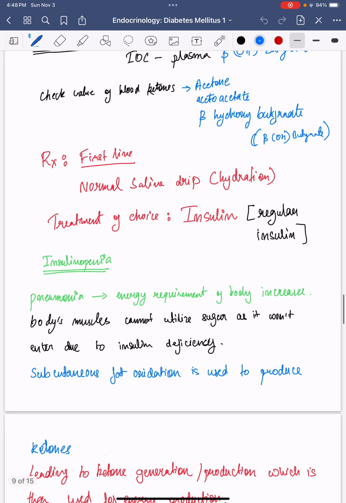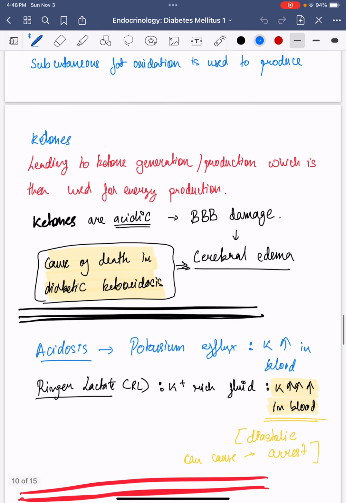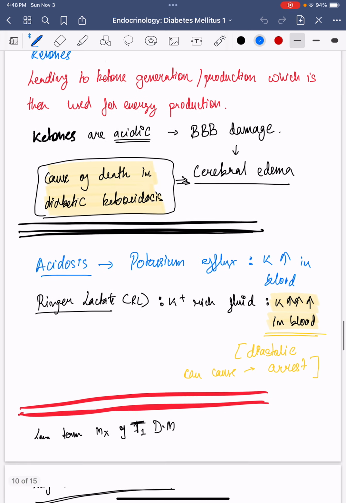The production of ketones, which is used for energy production, will lead to diabetic ketoacidosis. As ketones are acidic in nature, they will lead to damage in the blood brain barrier, and it can lead to cerebral edema, and that is why cerebral edema is the cause of death in diabetic ketoacidosis.